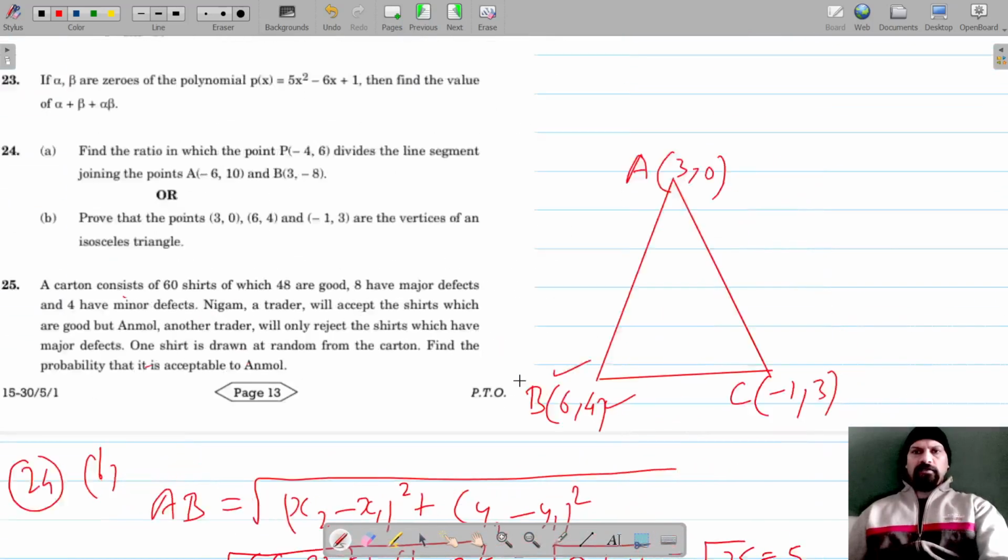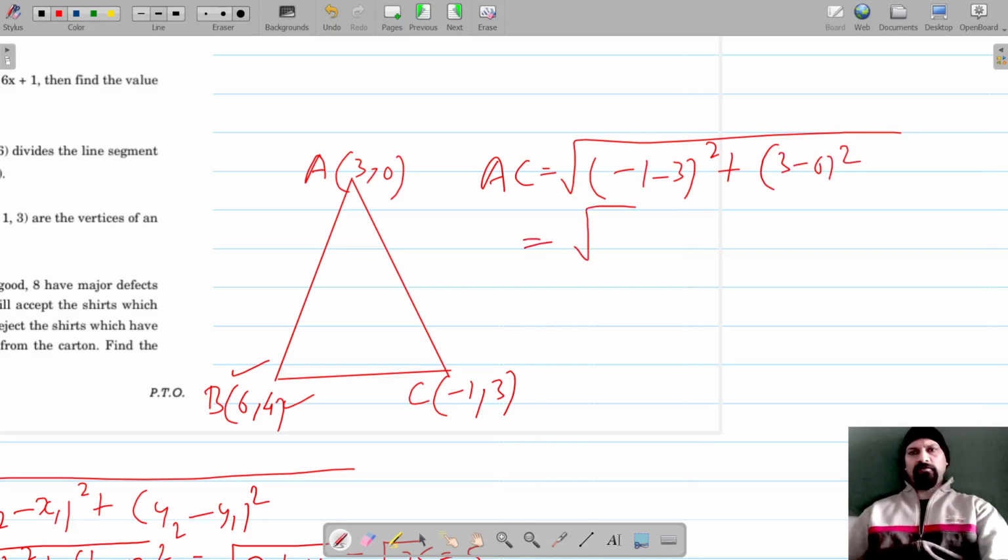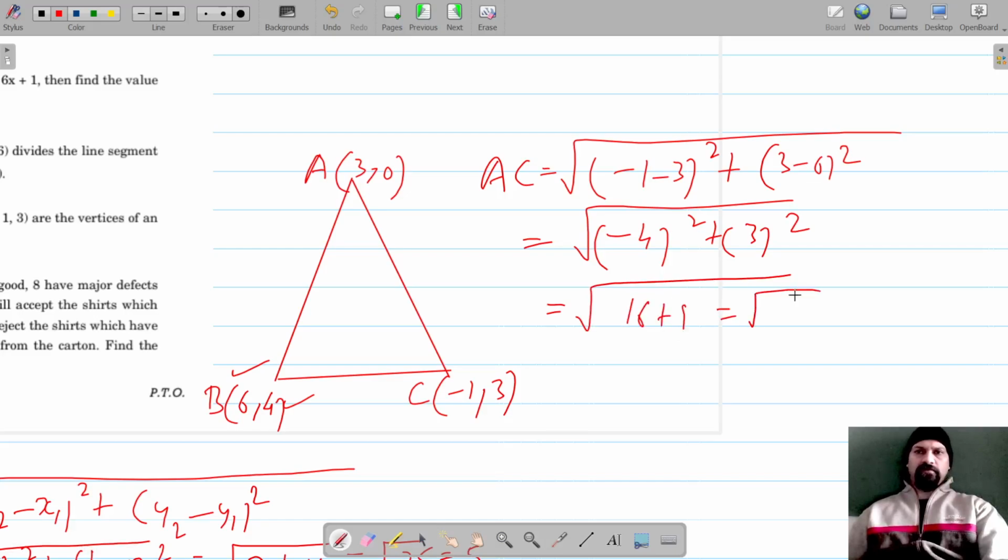Okay, and the third side, let's find out the third side AC, which is (-1 minus 3) the whole square plus (3 minus 0) the whole square. So minus 1 minus 3 is minus 4, the whole square. 3 minus 0 is 3. So this is 16 plus 9, which is equal to the square root of 25, which is 5.